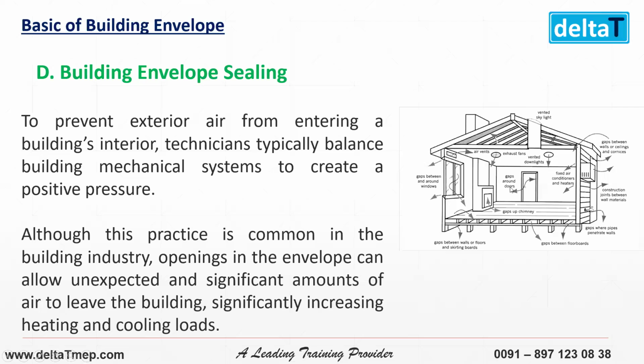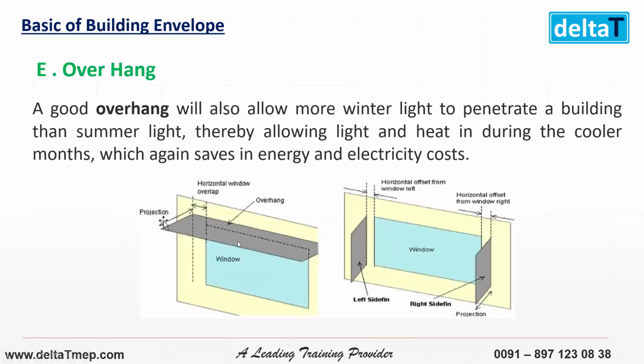I mean exfiltration or infiltration. If the building is not properly closed with cement concrete, in that case leakage will be there. So here we are talking about building envelope, ceiling and overhang. Overhang means if a window has a proper overhang, then the heat will not transfer more.